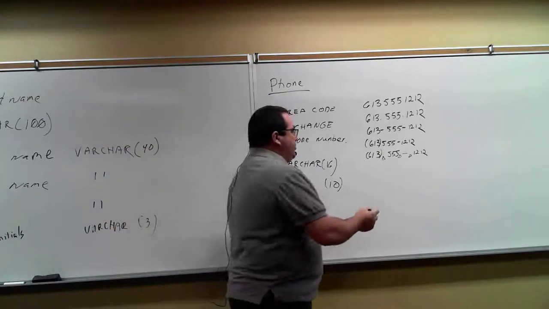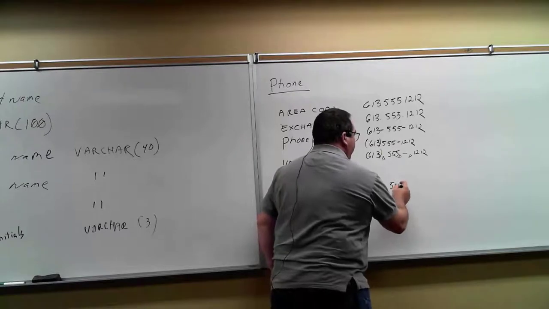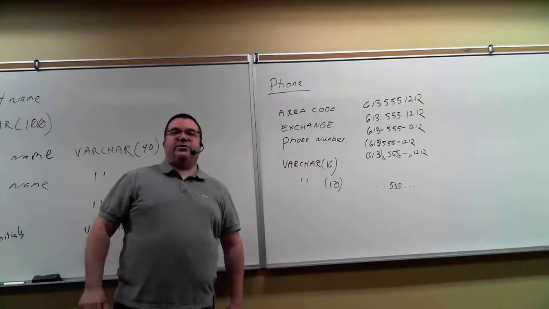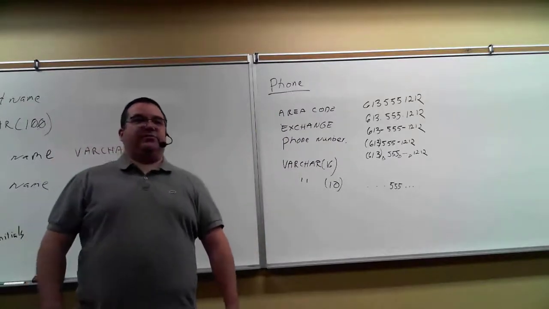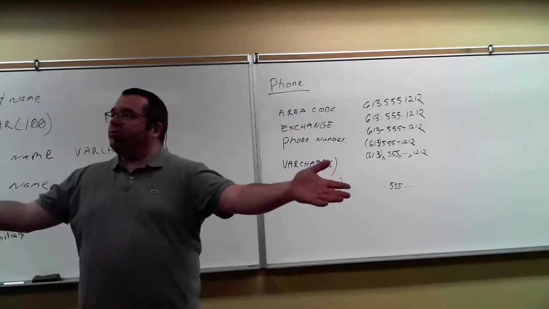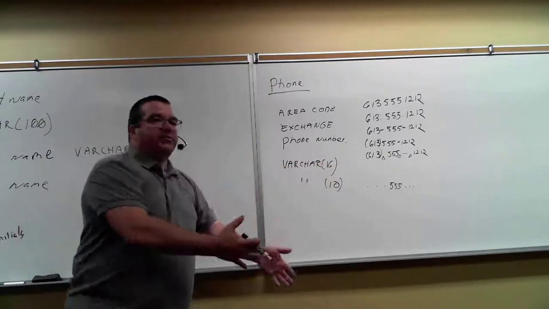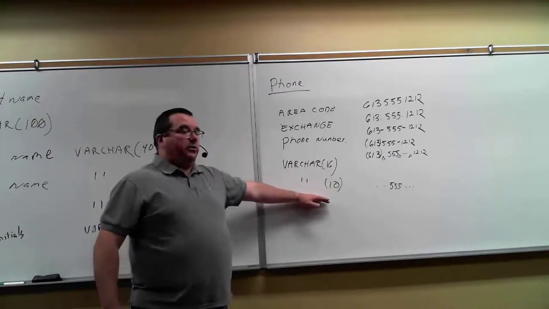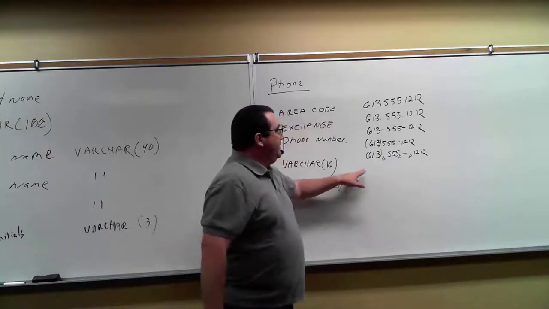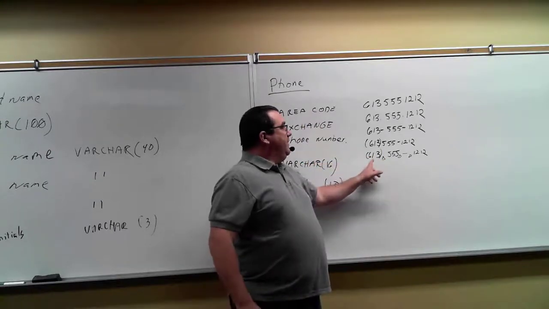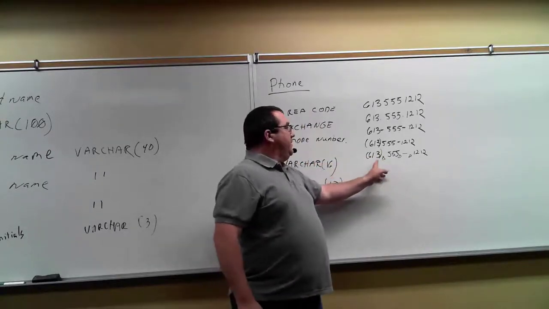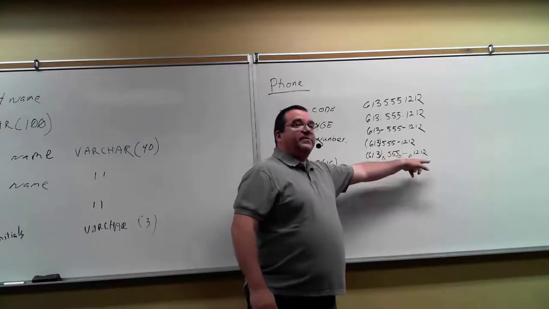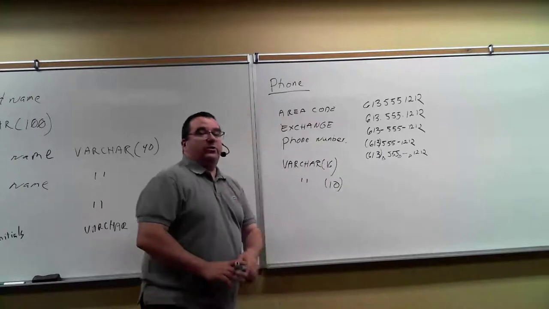You know how hard it is to search the middle of an integer for 555? How do you search the middle of an integer for 555? You convert it to a string, then you search. So if you're going to convert to a string, store it as a string. Always use character. The other reason is if you use numbers and you try to feed 613555 into it, and you have a bracket that's going to multiply it, then it's going to do a subtraction because it's going to treat it as a mathematical expression.